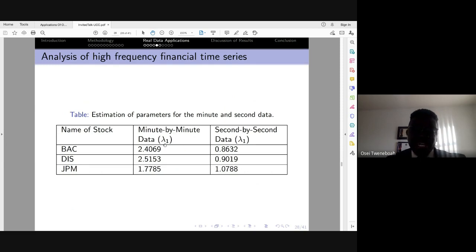Good. So the first thing that we did was compute our model parameters, and here we showed the parameter for lambda. We looked at the minute by minute data set, and we also looked at the second by second data set. We wanted to see how our model describes these two kinds of data. Remember it's the same time series data; the only difference is that one was obtained minute by minute, and the other was obtained second by second. You notice that the estimates for the second by second are pretty small compared to those for the minute by minute. I will explain what that means shortly.